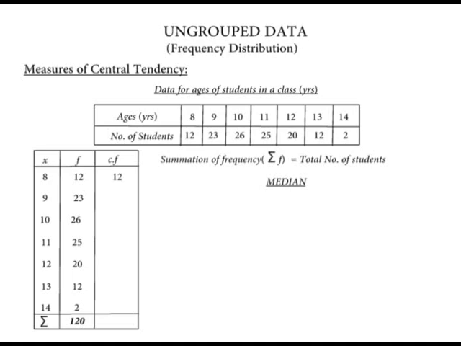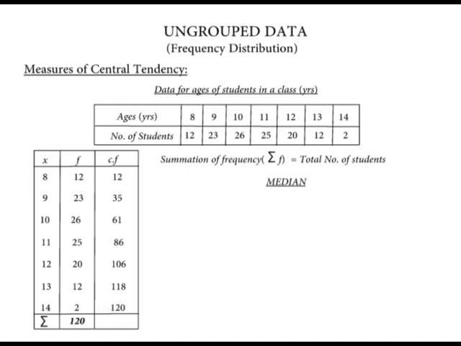To get the second cumulative frequency, we will add the first cumulative frequency to the second frequency. So we have 12 plus 23, and that gives us 35. To get the third cumulative frequency, we add 35 plus the next frequency, that is 26. That gives us 61. Then we proceed. 61 plus 25 gives us 86. 86 plus 20 is 106. 106 plus 12 is 118. 118 plus 2 is 120.